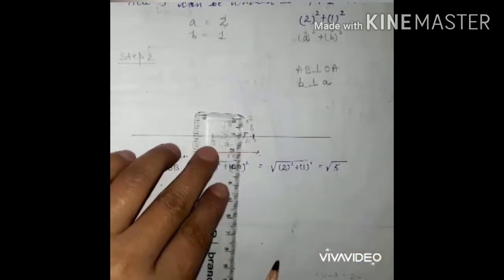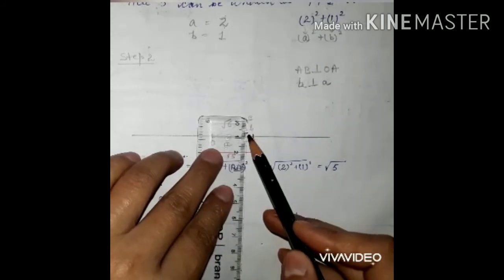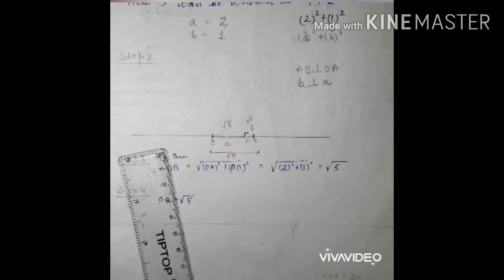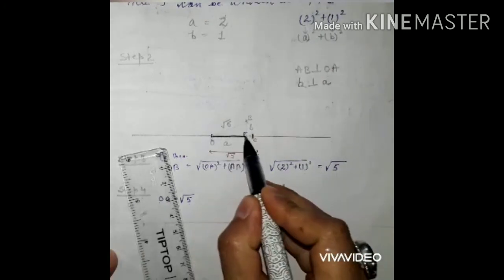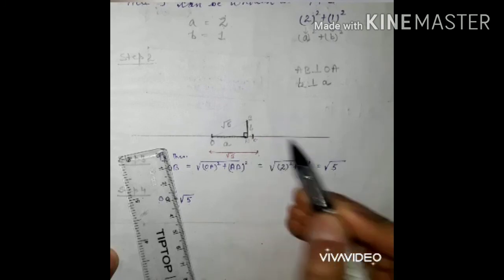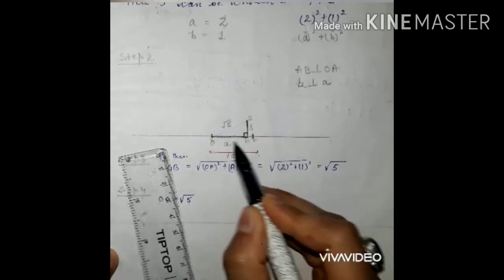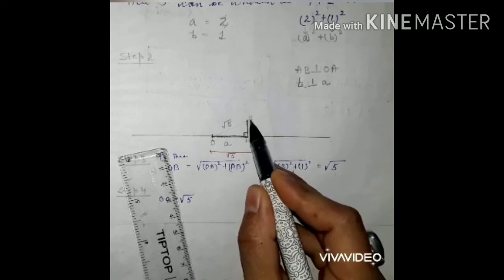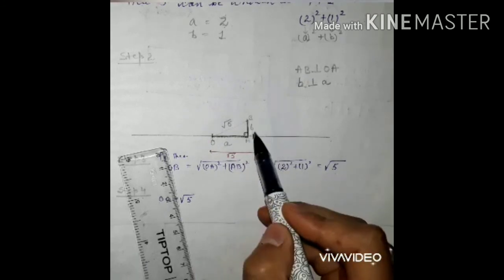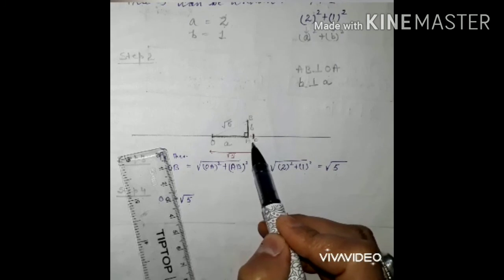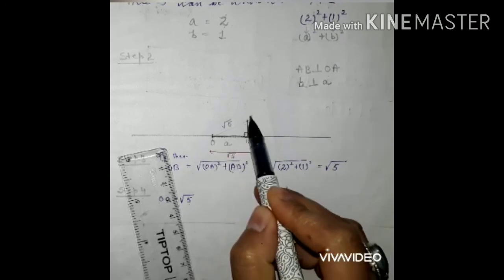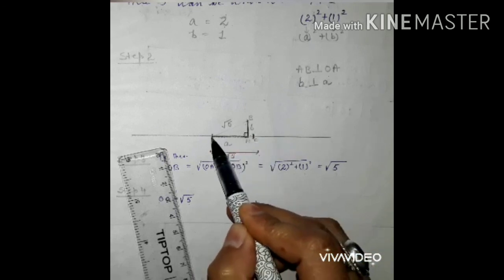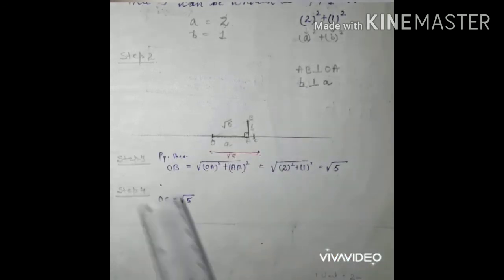From 2 you will draw a perpendicular line of which length? 1 centimeter, because B is 1 centimeter. So this length is 2 centimeters and the perpendicular is 1 centimeter. We name this point O, the foot of the perpendicular A, and the top B. That means AB is perpendicular to OA. Then join O to B. This is the second step.